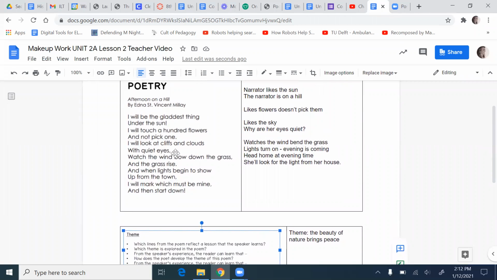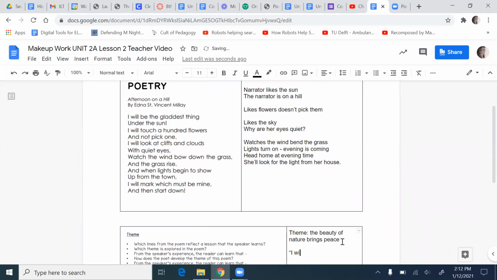And I would say the quiet eyes is where I'm getting the peace. So I would say the line that proves this is, here's my text evidence: I will look at cliffs and clouds with quiet eyes. Because that's where I would come back if I was going to argue with you and say, I believe the theme of this poem is the beauty of nature brings peace. And then you argued back and said, okay, I don't see that at all. Where do you get that? I would have to talk about the line quiet eyes. So that's, in my mind, the line that we're using as our evidence.